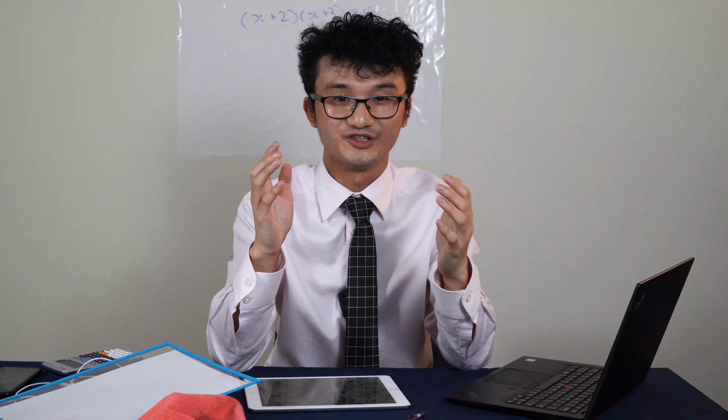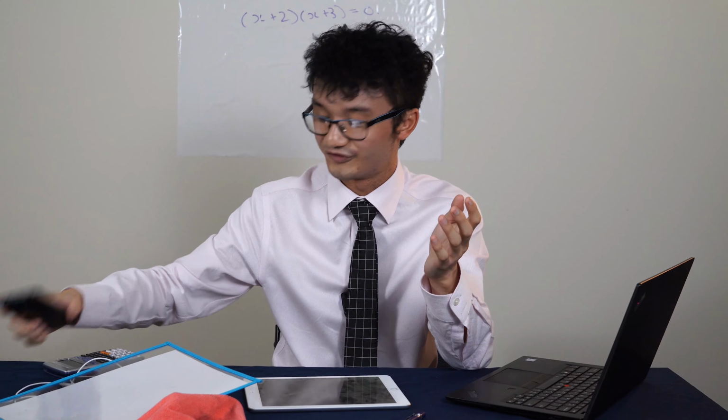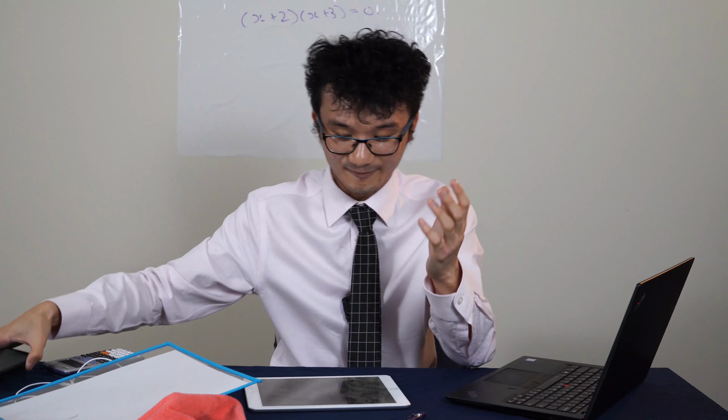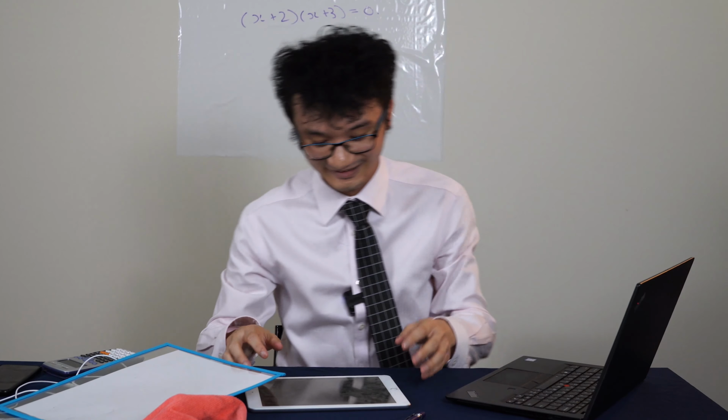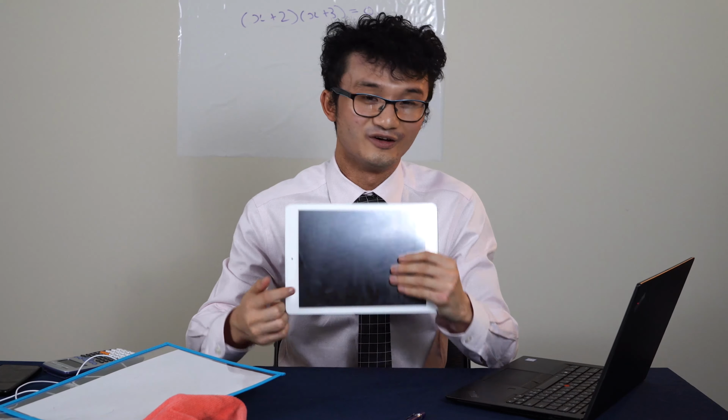So that's 3 different ways you can record lessons from home. You can use your phone as a document camera. You can make your makeshift whiteboards, or you can use the one up the back there. And you can also use your tablet and your laptop if you have one.